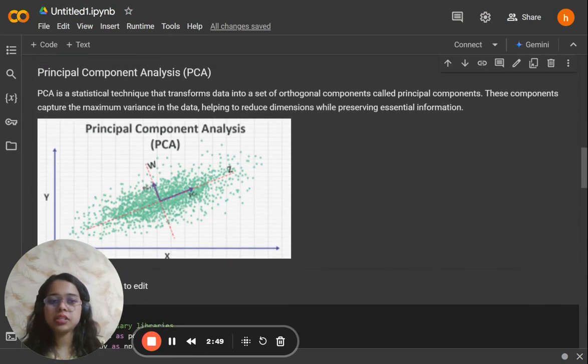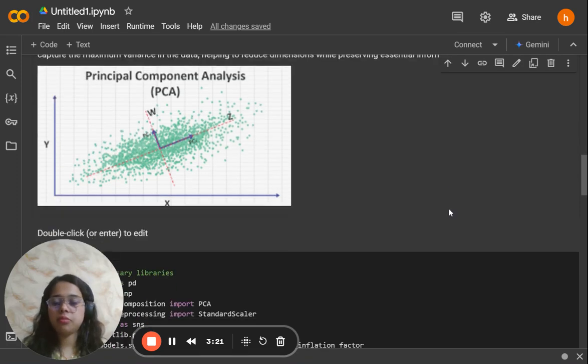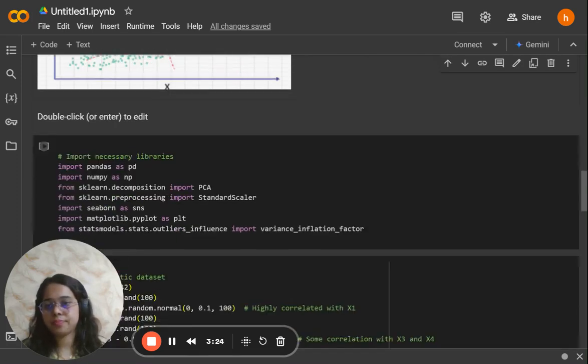It is a statistical technique that transforms a data set into orthogonal components, called principal components. PCA works by transforming the original features into a new set of orthogonal components known as principal components, where each principal component is a combination of the original features. It explains a portion of the variance in the data and is uncorrelated with the other components. This is our 3D data set being transformed into a 2D data set using PCA.